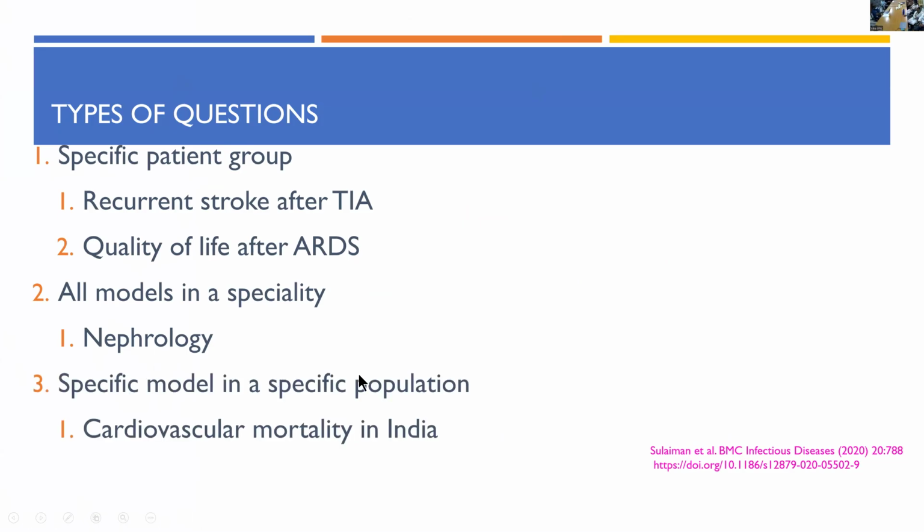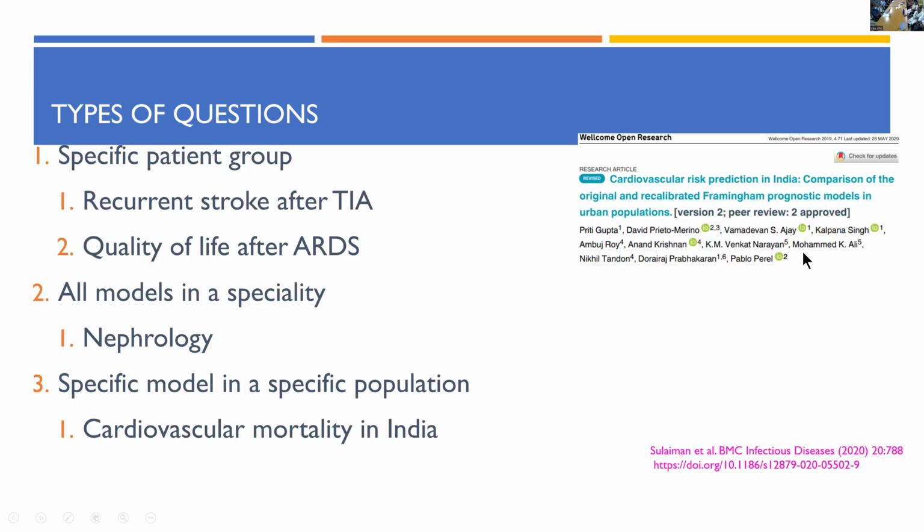Or it may be more specific. I want to know cardiovascular mortality in India. I want to predict cardiovascular mortality in India. So this is an example. Cardiovascular risk prediction in India: they have recalibrated the Framingham model. So somebody has taken the Framingham model and said, let me improve upon an existing model, because I think the Framingham model, developed in a Western country, may not work so well in India. So that is a specific model in a specific population.